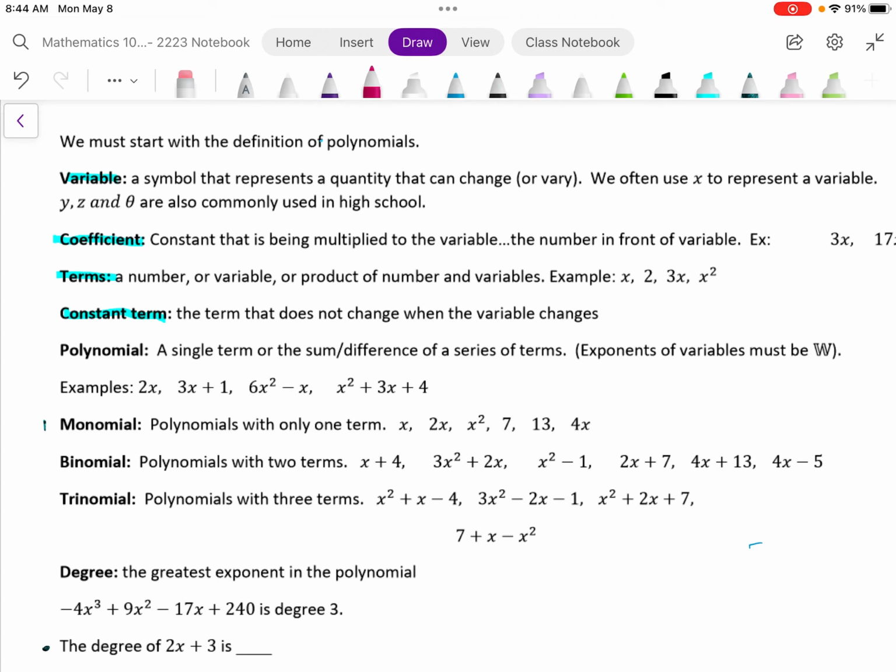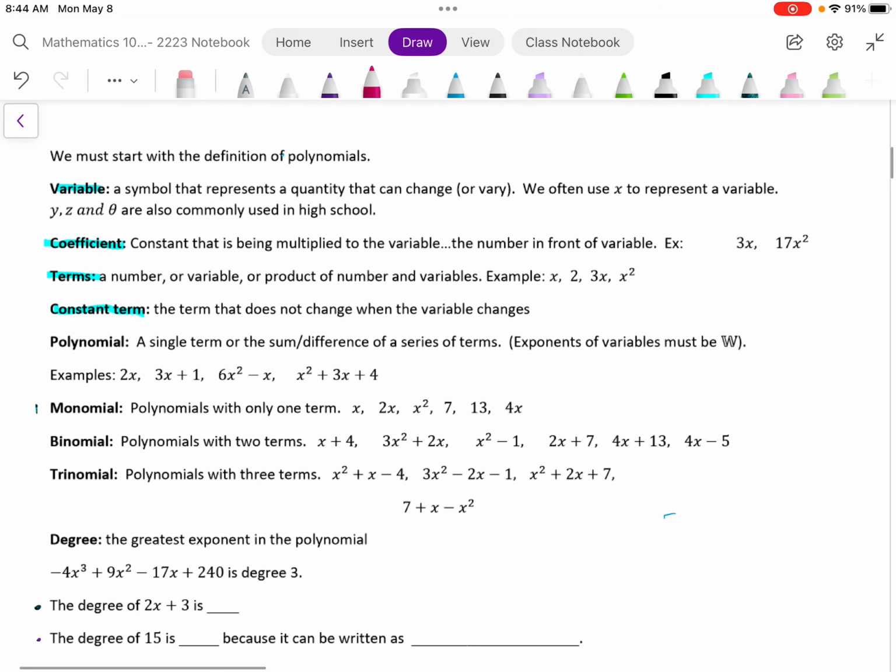Coefficient. The coefficient is a constant that is being multiplied to a variable, or it's the number in front of the variable. So 3x. x is the variable, 3 is the coefficient. 3x means 3 times x. Likewise, 17x squared just simply means 17 times x times x. So the coefficient represents the number in front.